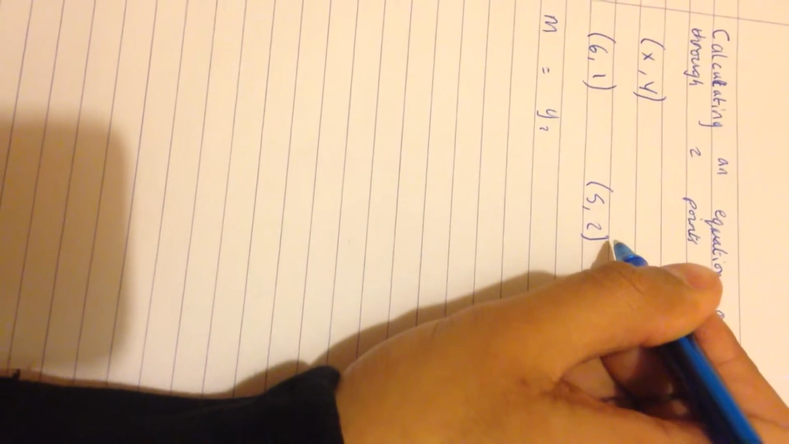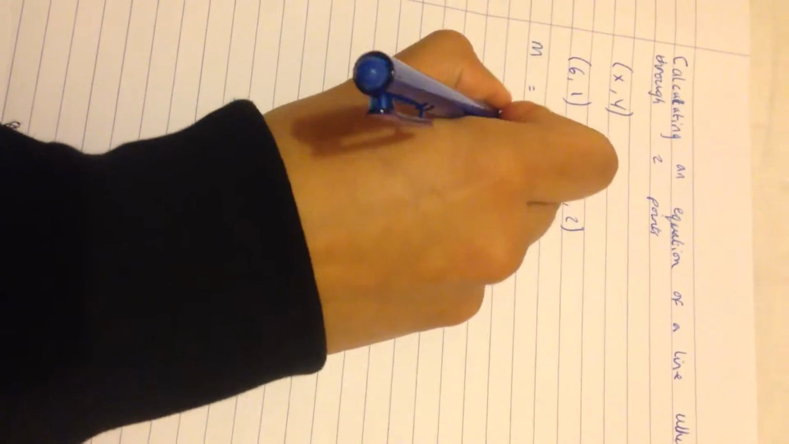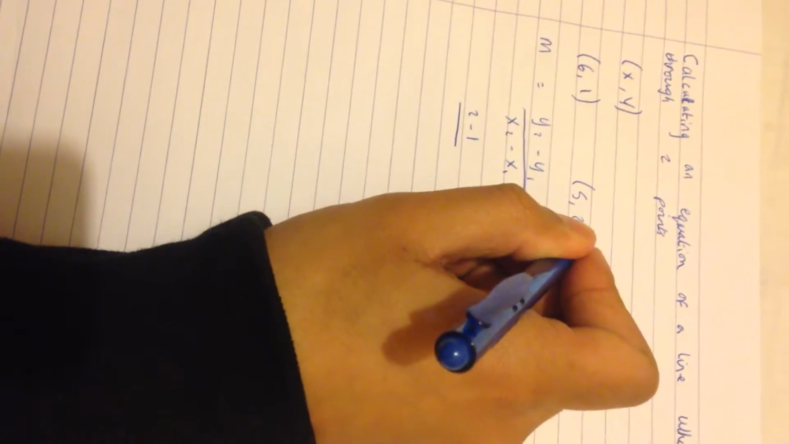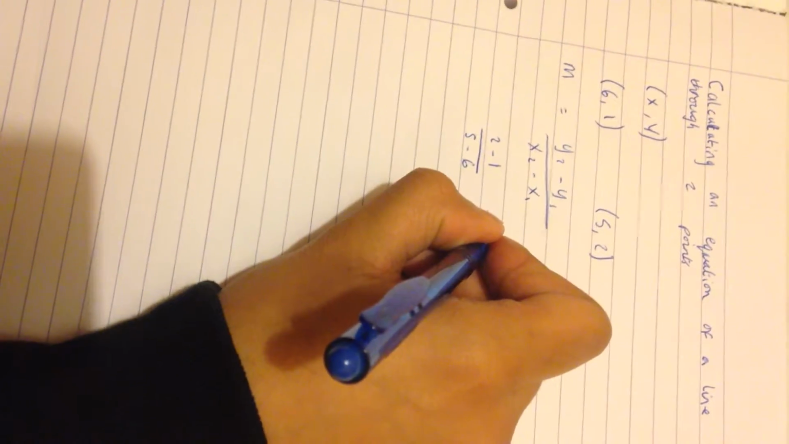There's a formula that you can use to get the gradient. The formula is y2, which is the second y value from the second coordinate, minus y1, which is the first one, over x2 minus x1, which is the second x coordinate and the first x coordinate. So I'll just quickly do that. 2 minus 1, 2 being the y2, 1 being the y1, over 5 minus 6, 5 being the x2 from there, and 6 being the x1. That gives me 1 over minus 1. Therefore, m equals minus 1.